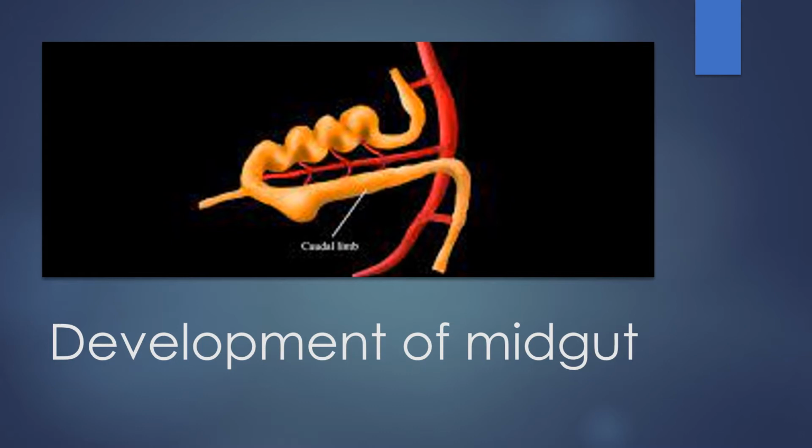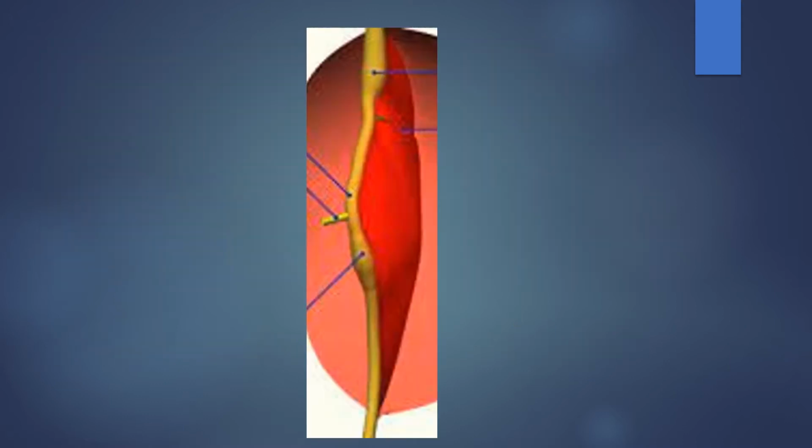So now we are going to see about the development of midgut. In development of midgut, initially the midgut tube is a straight tube. In the picture also you can see this as a straight tube, and this is posteriorly connected to the dorsal body wall through the dorsal mesentery. This is the dorsal mesentery, and ventrally it has no connection. So in the ventral part it has no ventral mesentery.